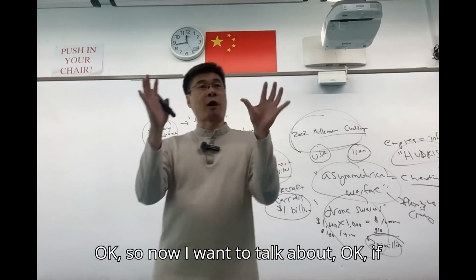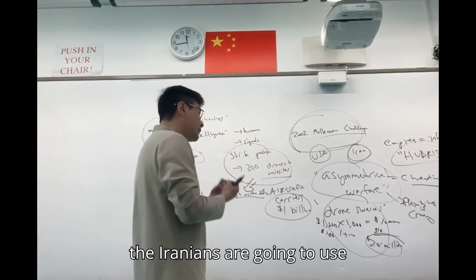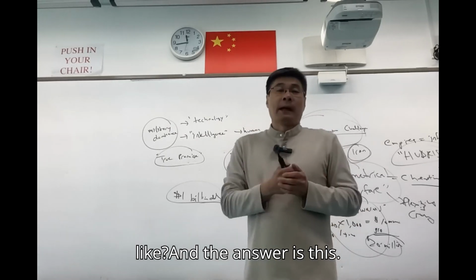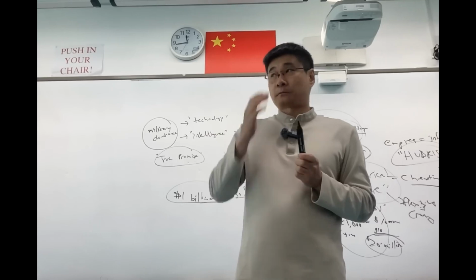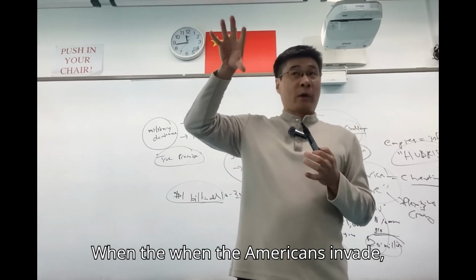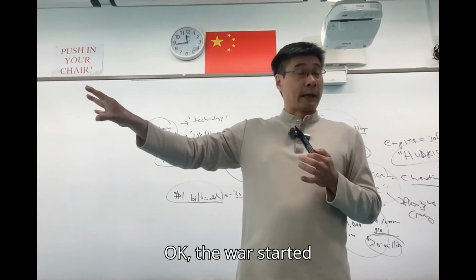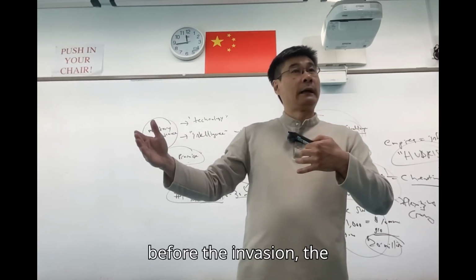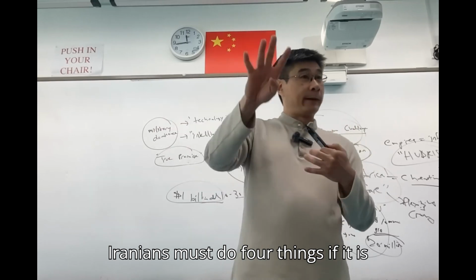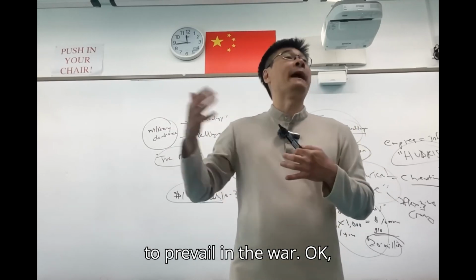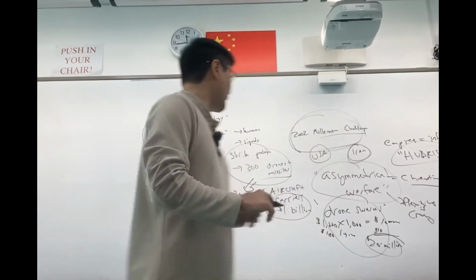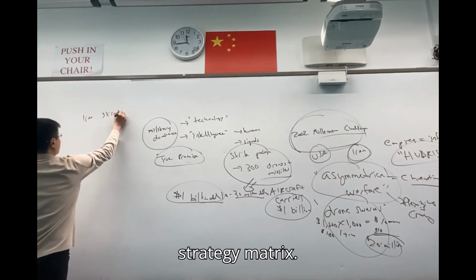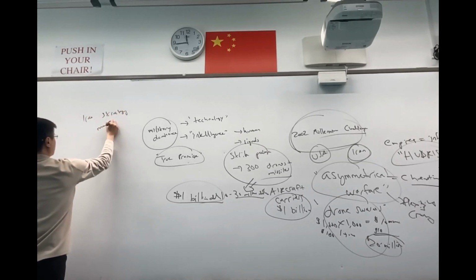Okay, so now I want to talk about, if the Iranians are going to use asymmetrical warfare, what would it look like? And the answer is this. When the Americans invade, the war started. Before the invasion, the Iranians must do four things if they are to prevail in the war. And this is what we call the Iran strategy matrix.